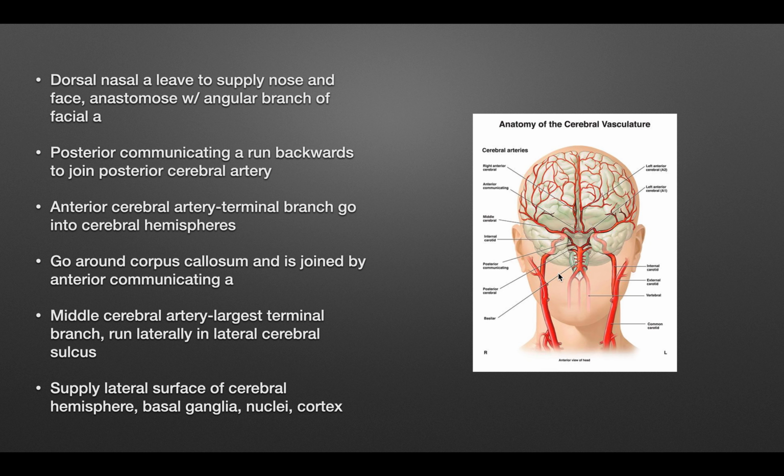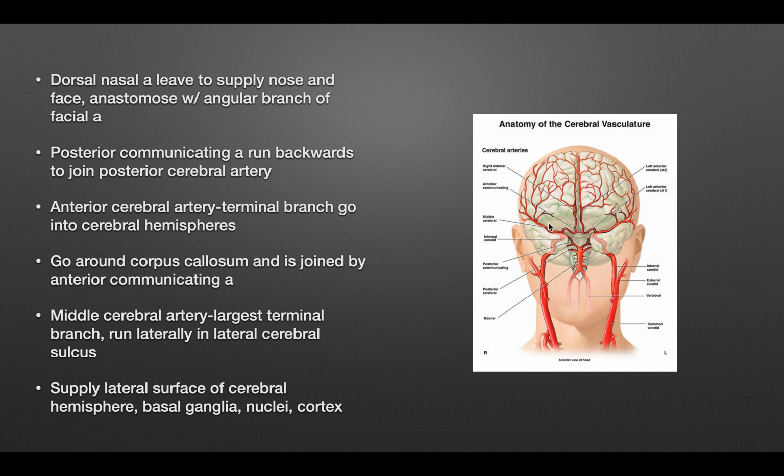And then a posterior communicating artery runs backward. Here's the anterior communicating, and that is going to be the terminal branch. Those go into the cerebral hemisphere. The posterior will communicate with the posterior cerebral artery. Here's the posterior communicating. It's very small, as you can see.